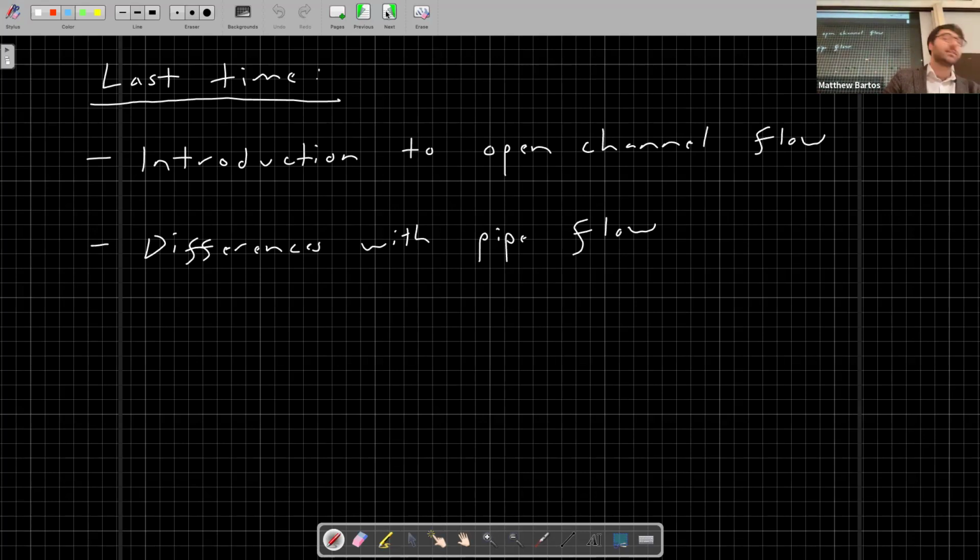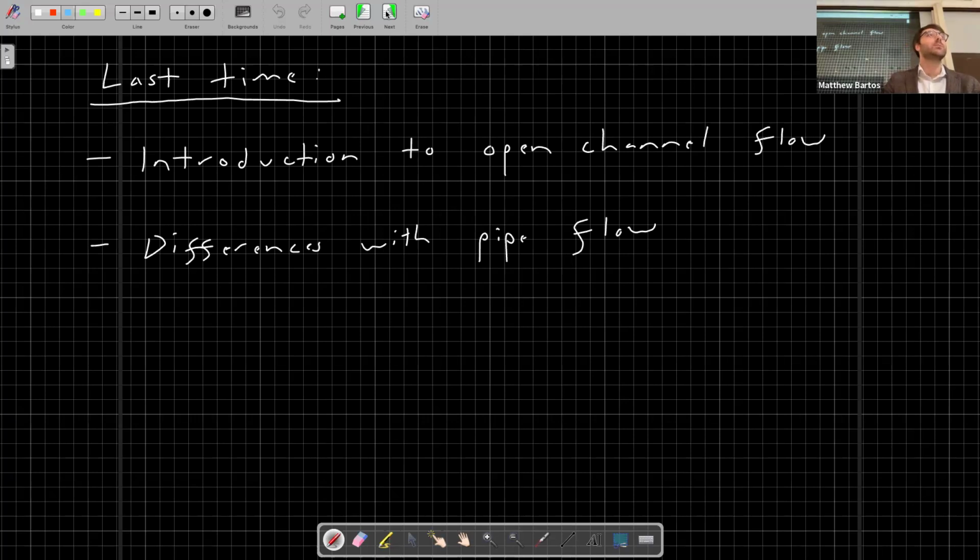We talked about the differences between pipe flow and open channel flow. So to help refresh my memory, what were some of the major differences between pipe flow and open channel flow that I mentioned last time? Thinking about how we analyze these problems. First of all, the things that are the same: they obey the same basic physical dynamics. They obey conservation of mass. They obey Newton's second law. That applies for both pipe flow and open channel flow.